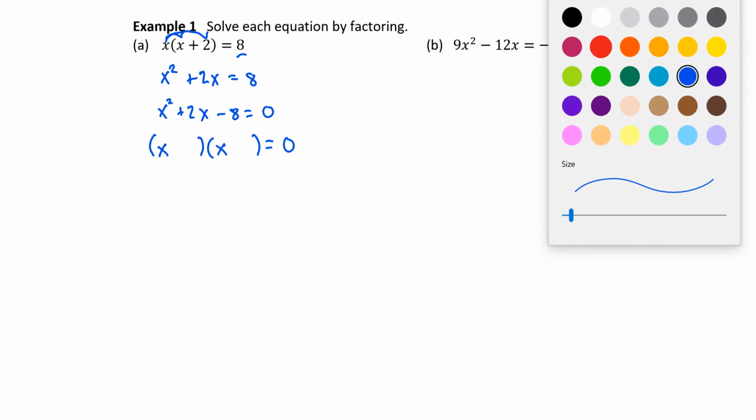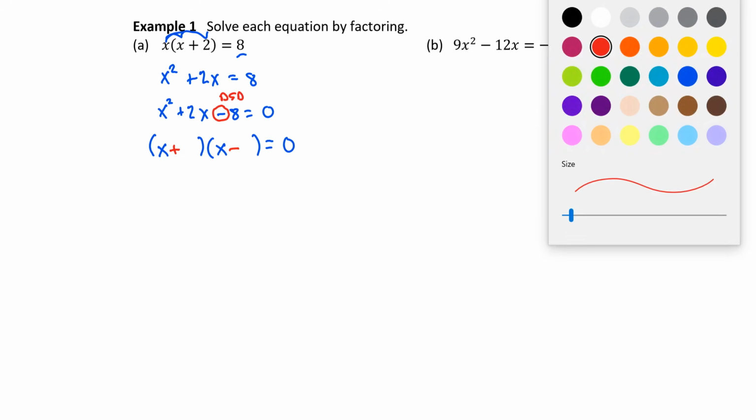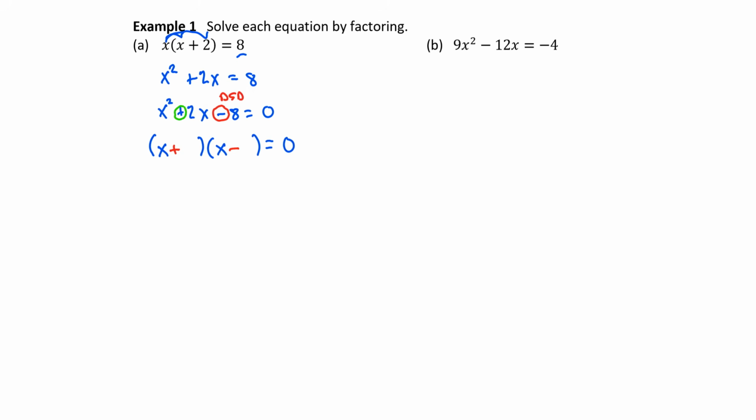Now let's remember our sign analysis. We look at this term first, or this sign first. Since it's negative, we know that the signs in our binomial factors are going to be different. One's going to be positive and one's going to be negative. Then remember, we look at this sign. That indicates that the biggest factor should be positive. So I'm going to put the biggest number right here. So we need 2 factors of 8, 2 things that multiply to give us 8, with a difference of 2. Those 2 factors would be 4 and 2.